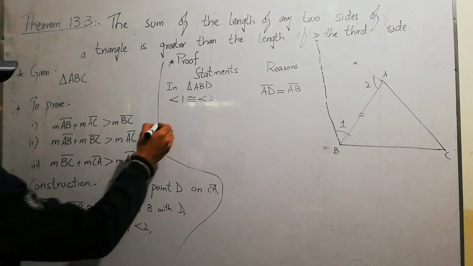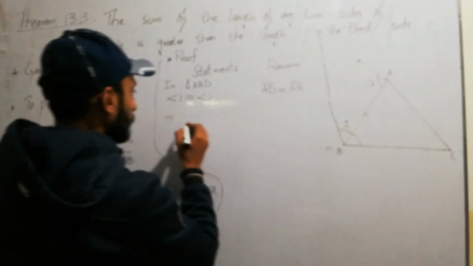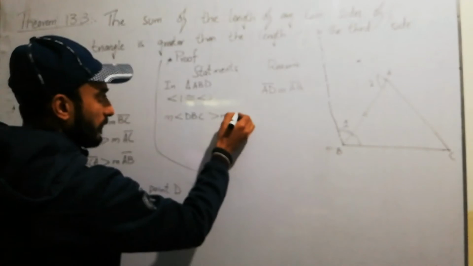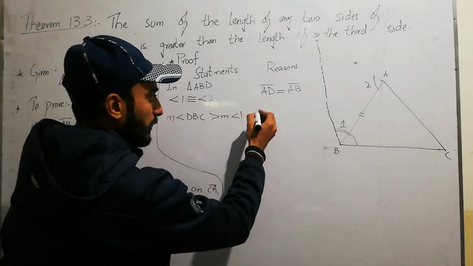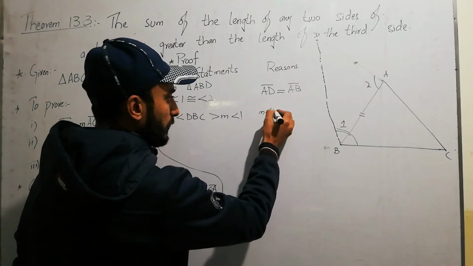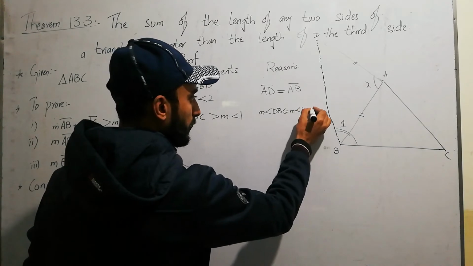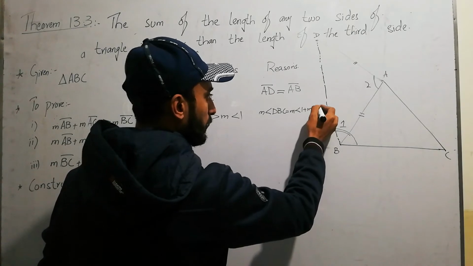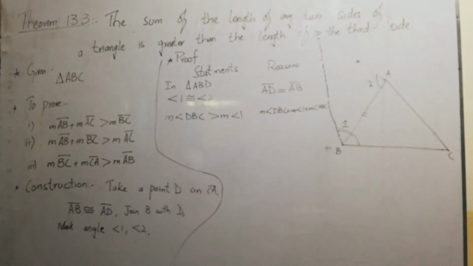So from here we can say that if we talk about this whole angle, from here to here, measurement of angle DBC is greater than measurement of angle 1, because in reason we can say that measurement of angle DBC is equal to measurement of angle 1 plus measurement of angle CBA or ABC. So in this way we can say that angle DBC is greater than measurement of angle 1.